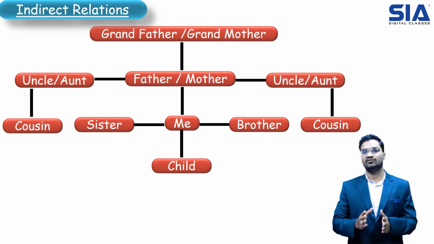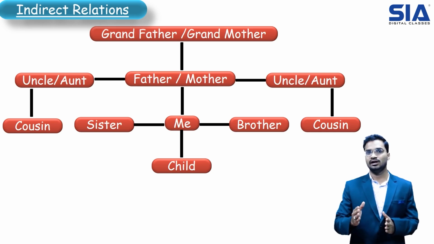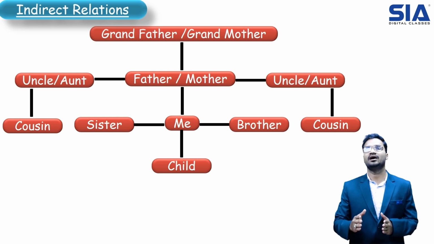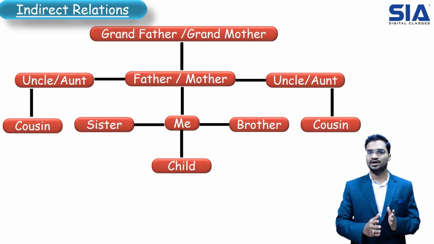In the same way, whenever your mother has a brother or sister, they are called maternal uncle and maternal aunt. When your uncle or aunt has a son or daughter, they are called cousins. They become cousins to you. So these are indirect relations.